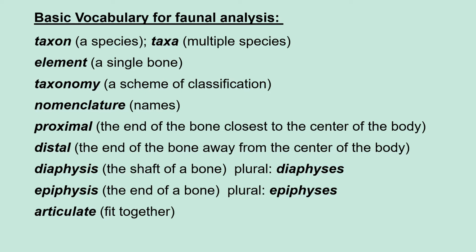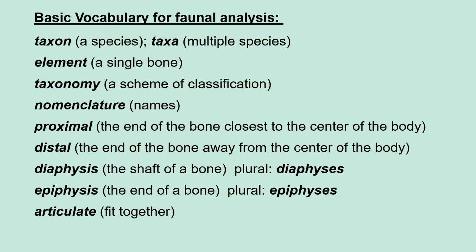A taxon is a species, whereas multiple species are taxa. This is another example of Latin words and conjugations used by archaeologists. An element is a single bone. Taxonomy refers to a scheme of classification, and nomenclature is a fancy way of saying names.